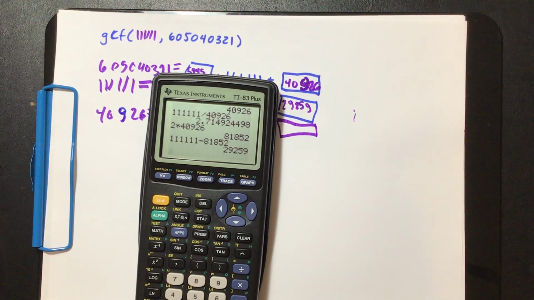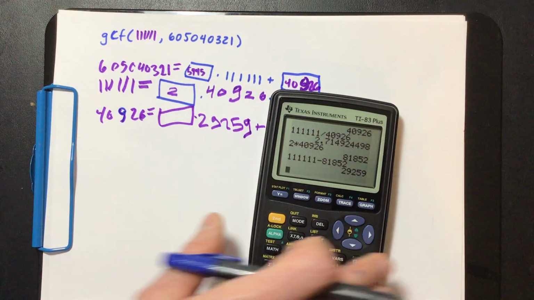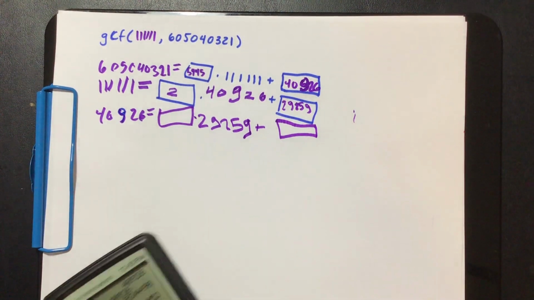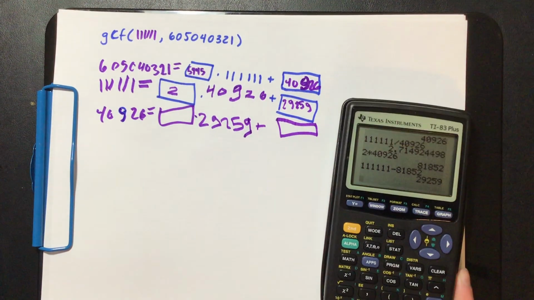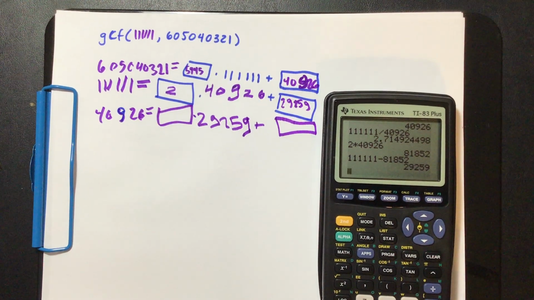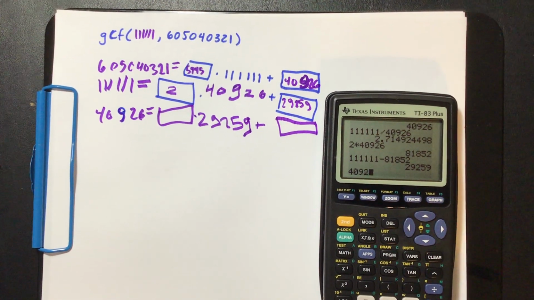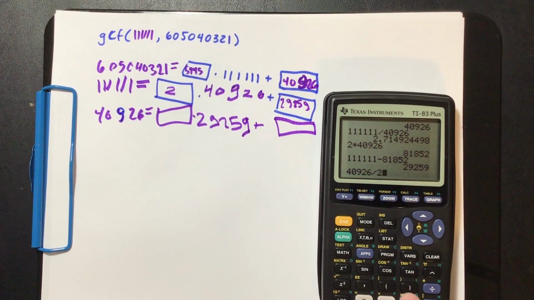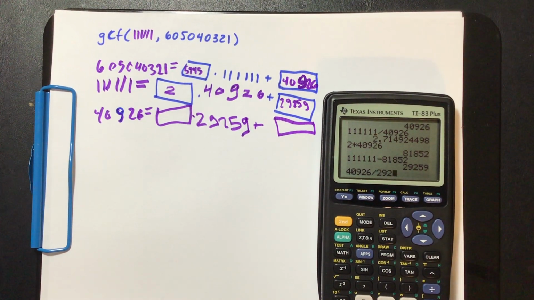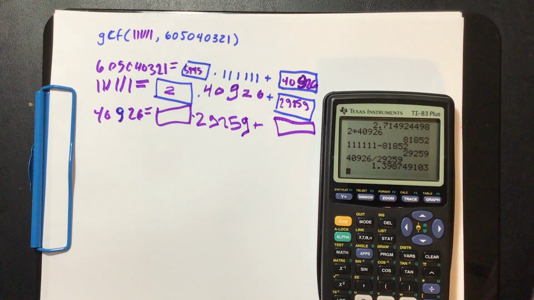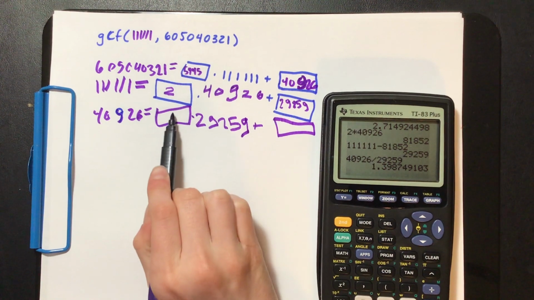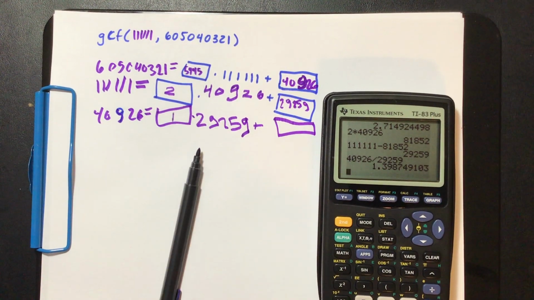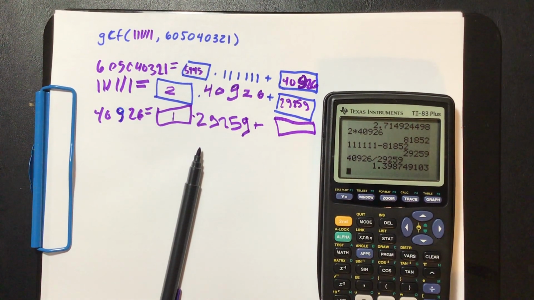Now let's solve that. Okay, so 40926 divided by 29259? So 1. Okay, the whole number part. Okay, so now we just subtract.